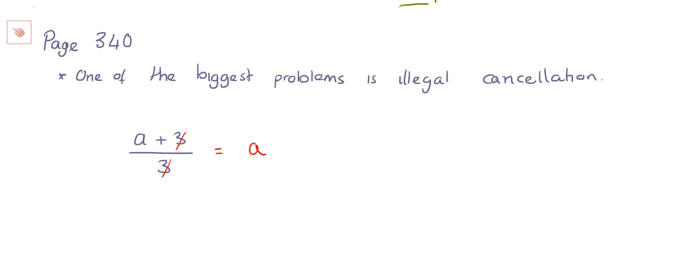Another thing that is wrong and people would do would be a plus 3 over 3, and they would cancel the 3 with the 3, but this time put a 1 and a 1 and get left with a plus 1, which is also incorrect. Okay, we can't do that either.